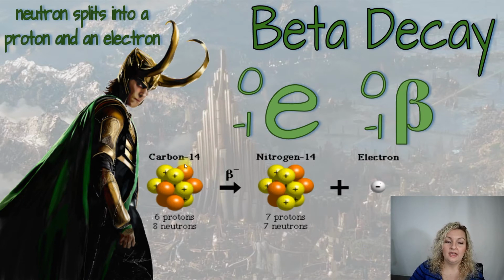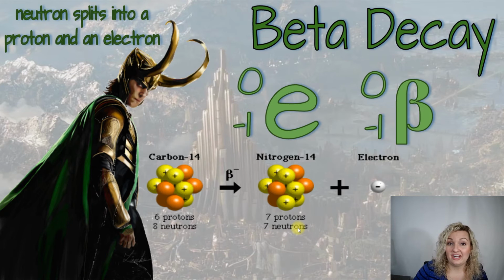So we end up having started with carbon-14, but we changed our number of protons, and that's what identifies our element. So we had 6 protons, which is carbon, but we added 1. So because we add 1, we have to move up 1 on the periodic table. So now we're at number 7, which is nitrogen, and we're going to be nitrogen-14.